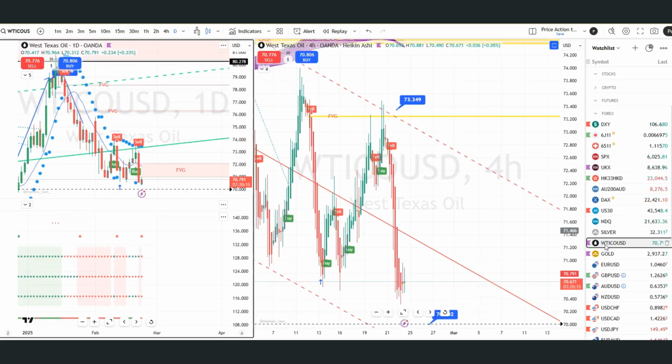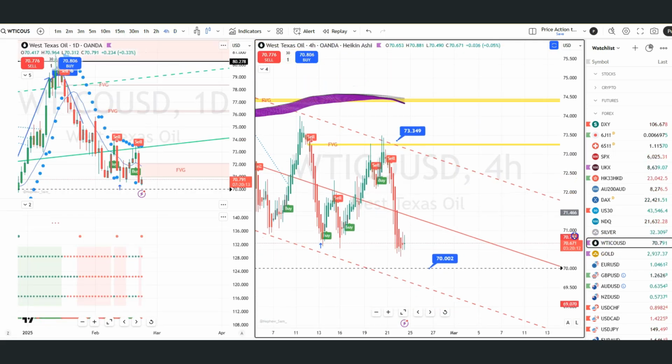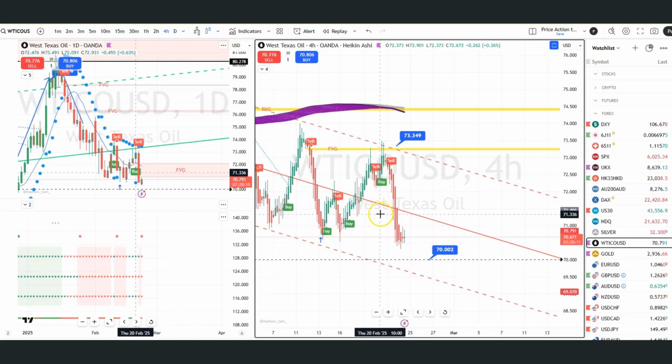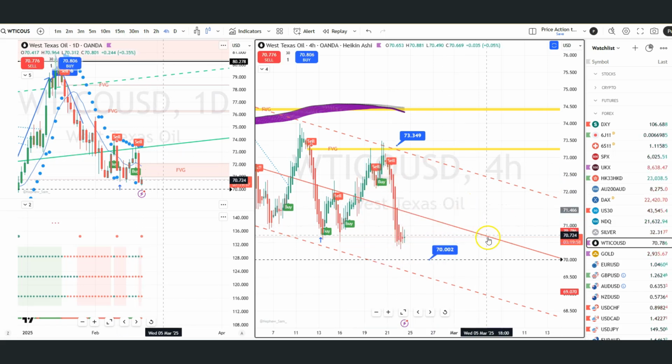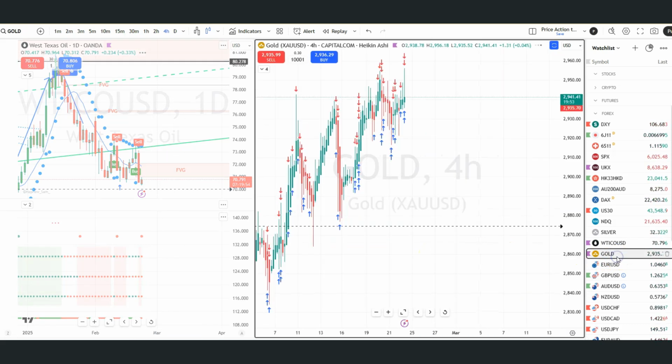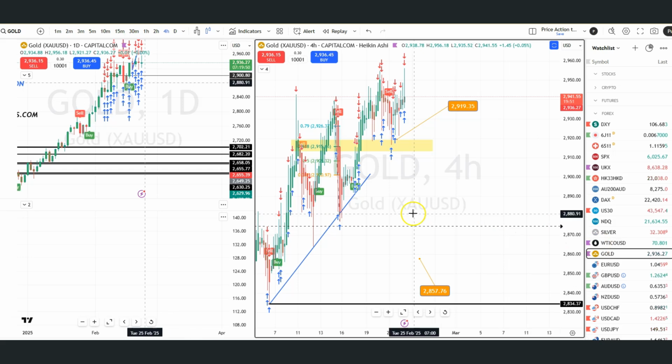So we'll look at oil, shall we? There was a selling opportunity here on this FVG, 73.34, last week, and that was a very nice move indeed. Might not look much, but that's 232 pips heading for $70. So not much change across the markets if you saw my weekly Forex forecast.